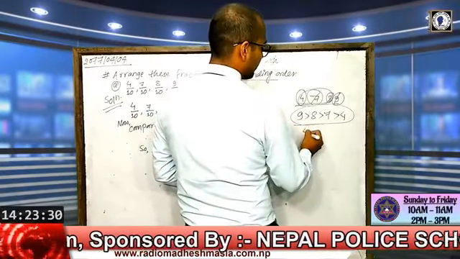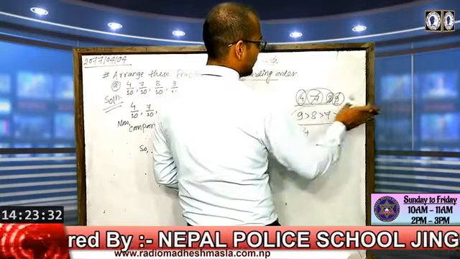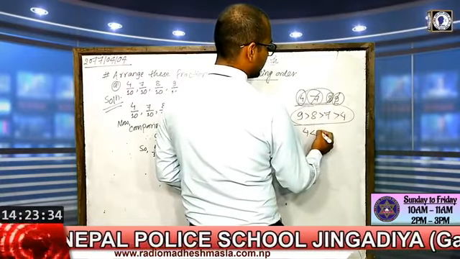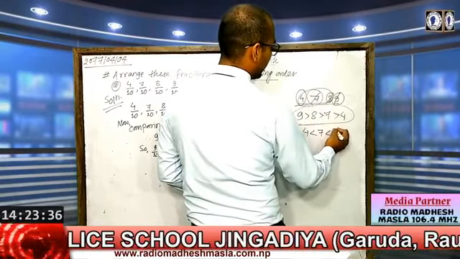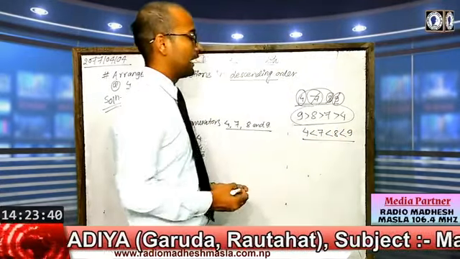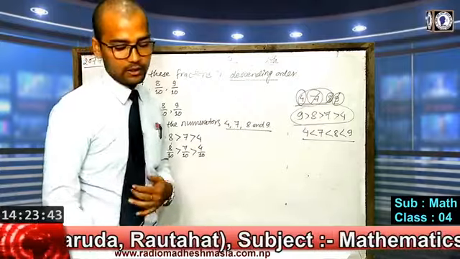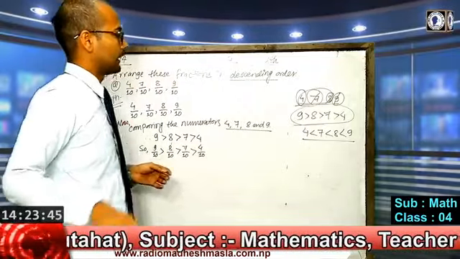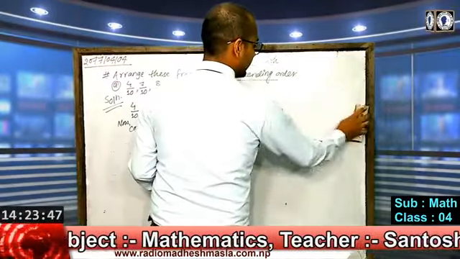That means 4, and we give the sign towards the right side. 4 is smaller than 7, is smaller than 8, is smaller than 9. Yes, in this way we can arrange the given fractions in descending or ascending order. I hope you are understanding.